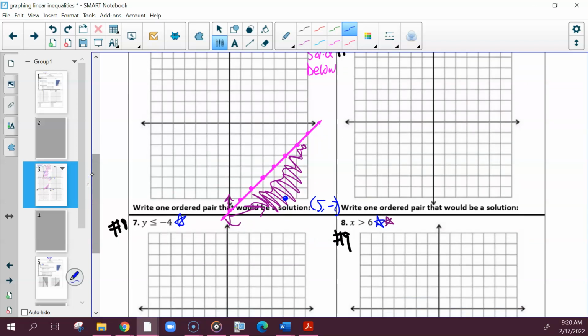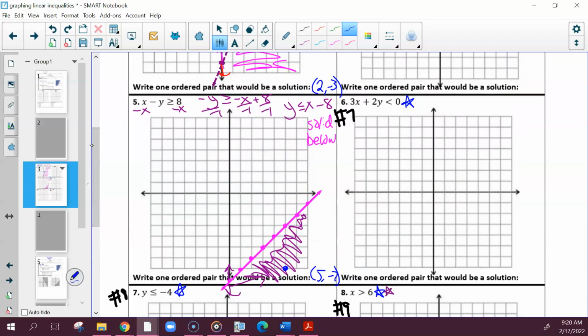For this one, yes, you could check it. So really quickly, if I did this point, 7, -1, and I put these in, 7 minus -1 is greater than or equal to 8. 7 plus 1 is greater than or equal to 8. 8 is greater than or equal to 8. That is a true statement. That would work. So whenever it's greater than or equal to, or less than or equal to, the point will be included.